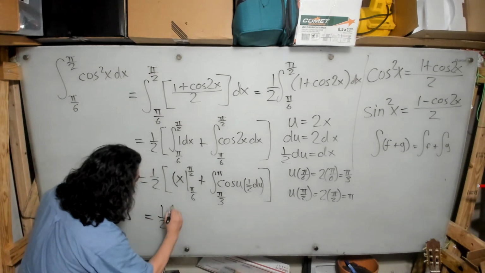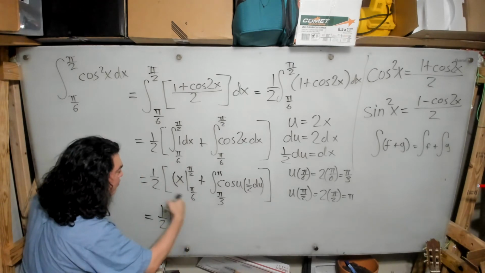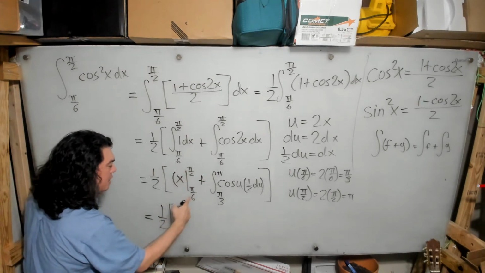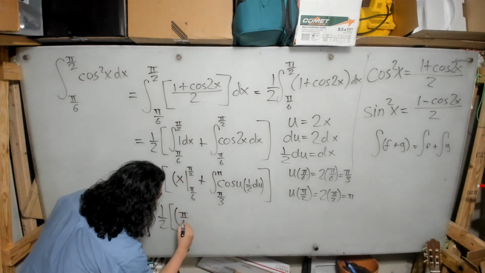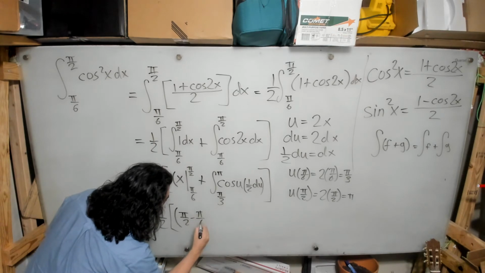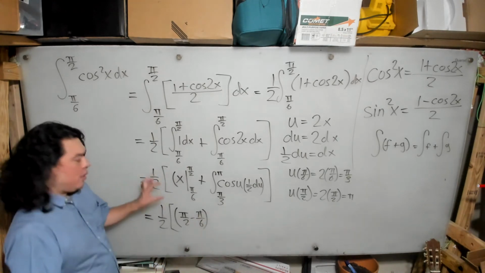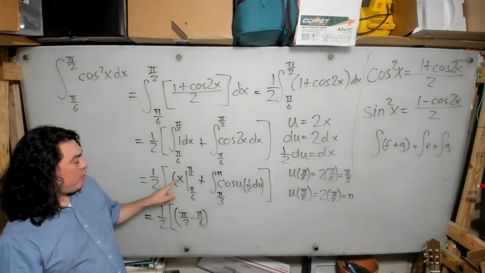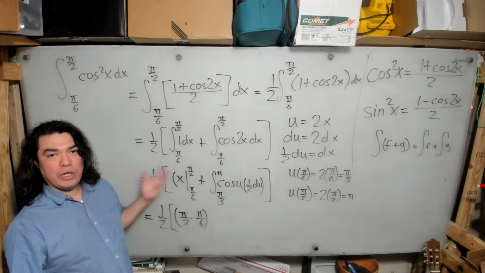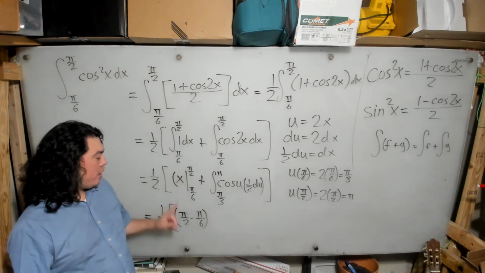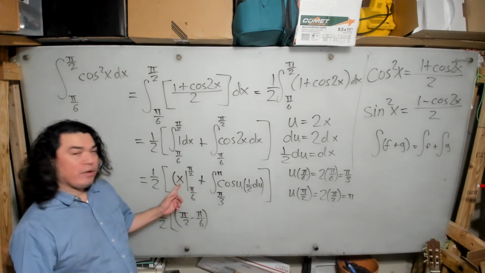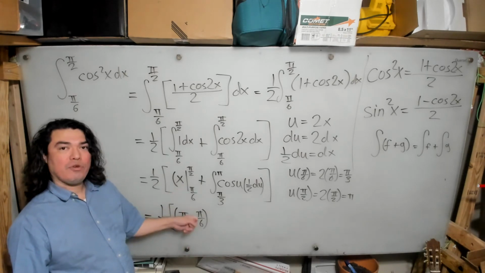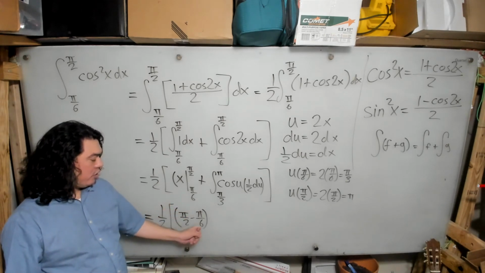This is going to be 1/2 times open bracket. What is this first part? Well, I'm going to open up a parenthesis. It'll be pi over 2 minus pi over 6. Right? Because remember, this is the antiderivative of the 1 with respect to x. And so I evaluated at the top. What does that give me? Well, it's just pi over 2. Okay? And then minus. And then I evaluate the x at pi over 6 at the lower limit of integration. Well, what's x if you plug in pi over 6? It's just pi over 6. So that's how I got that part.